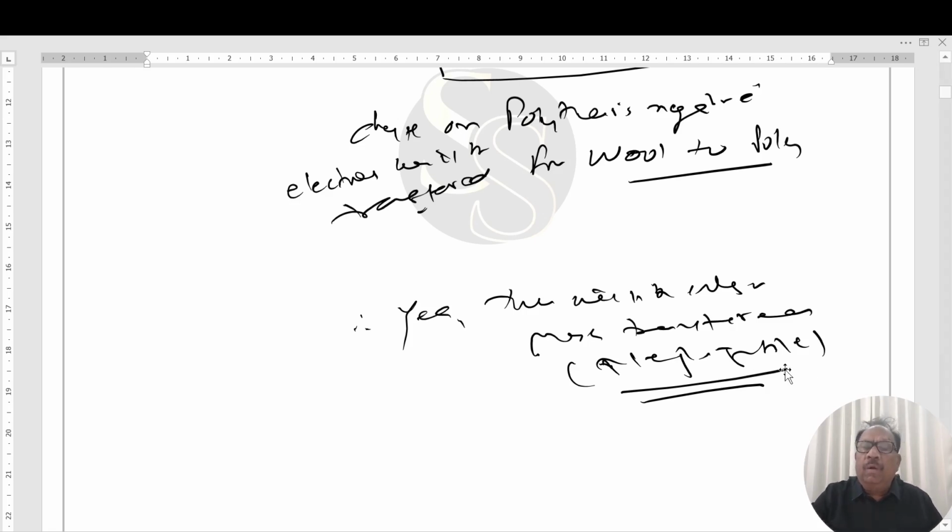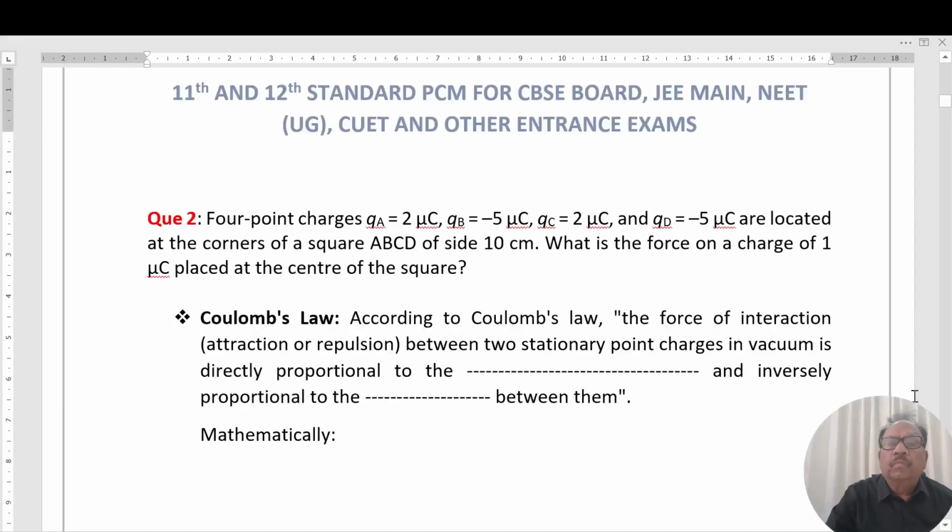Now next, I will discuss Coulomb's law. Now the topic will be Coulomb's law. Question is, four point charges QA 2 microcoulomb, QB minus 5 microcoulomb, QC, QD minus 5 are located at the corners of the square ABCD of side 10 centimeter. What is the force on a charge of 1 microcoulomb placed at the center of the square?